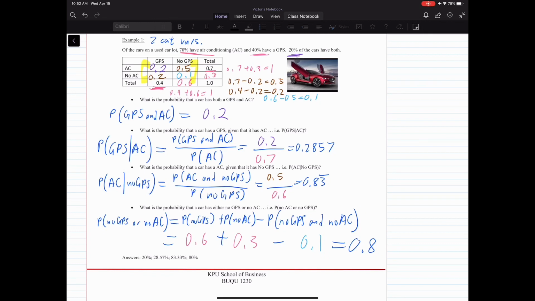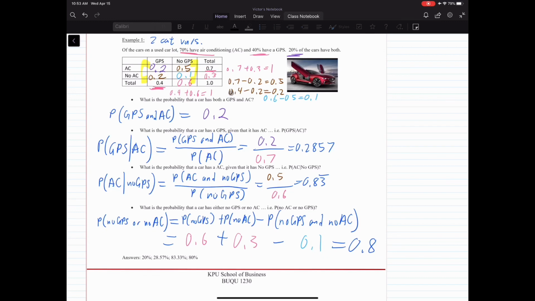The last number that we see in the question is that 20% of the cars have both. So this is a joint probability. 20% of the cars have both GPS and AC. That's why we put the 20% in the cell for the probability of AC and GPS, in the joint probability.